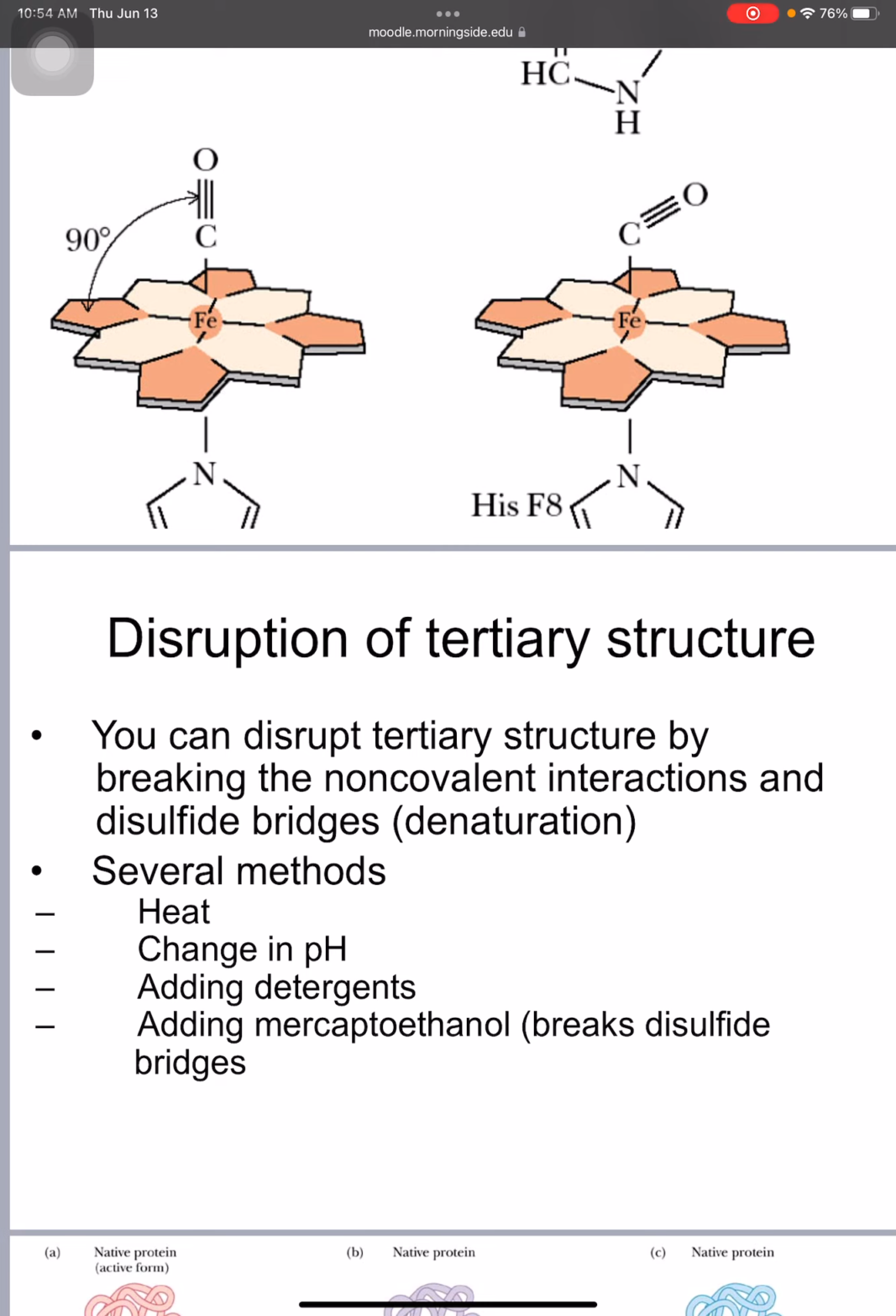Remember, detergents are sort of like when we look at soap. They have amphipathic regions that can interact with both polar and nonpolar regions. You can add a compound that will break disulfide bridges. These are typically mercapto compounds. And the one that's used most often in biochemical applications is mercaptoethanol. You very well may have used mercaptoethanol in a biology lab before.